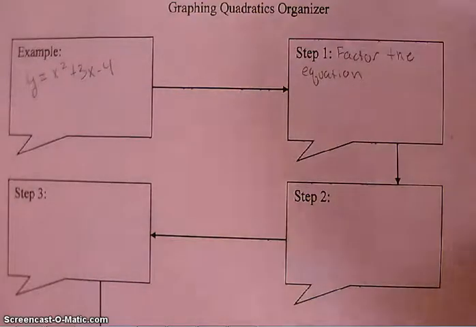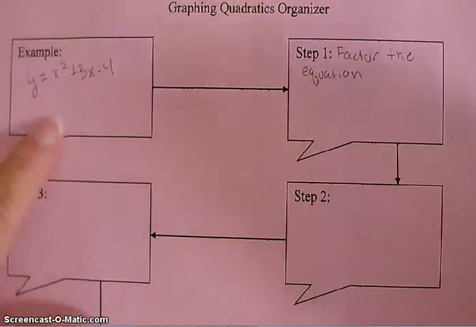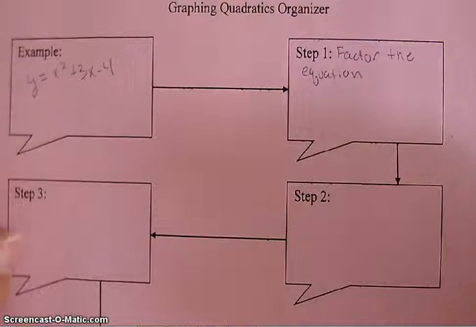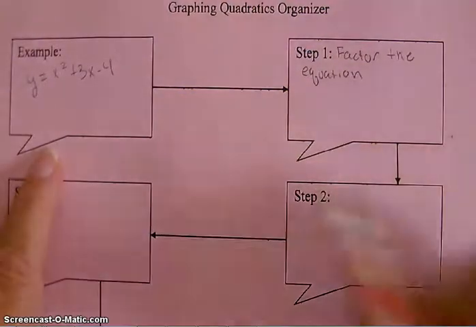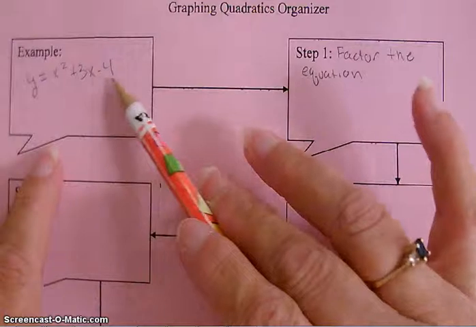Hello class, and today we're going to be taking what we've known from factoring, and now we're going to start graphing our quadratics. So we're going to fill this organizer out with all the steps to graphing. So let's get started. In the first example we have x squared plus 3x minus 4.